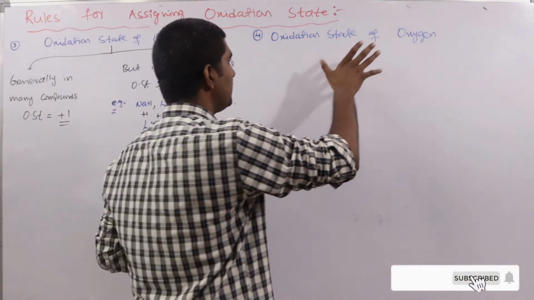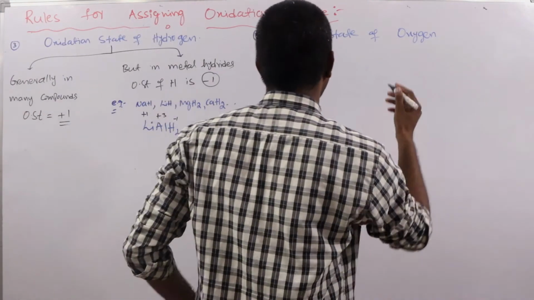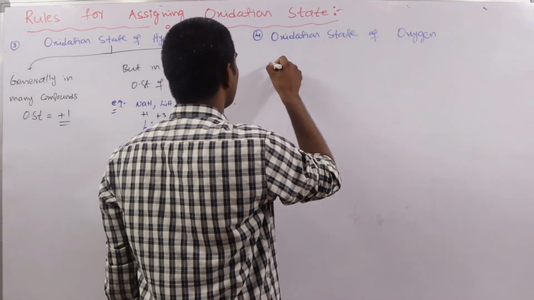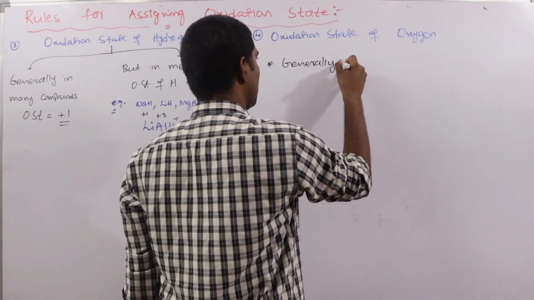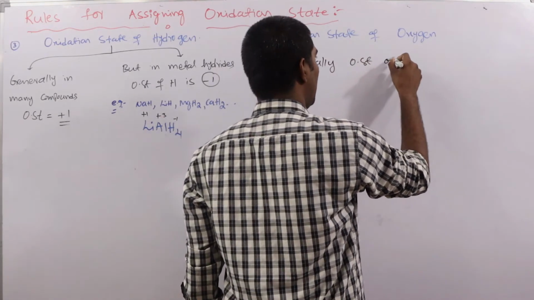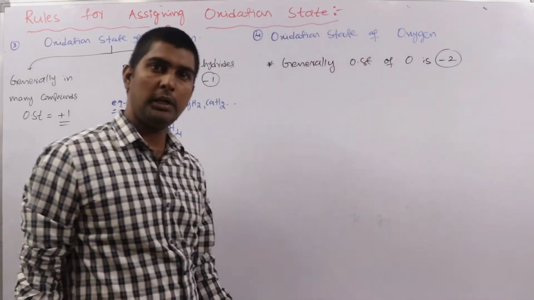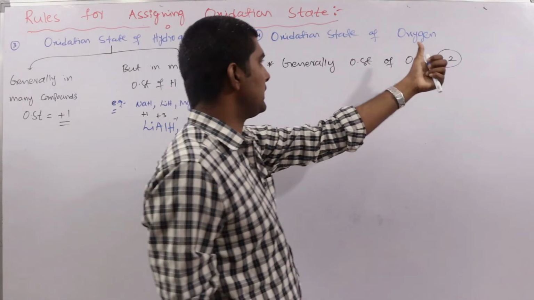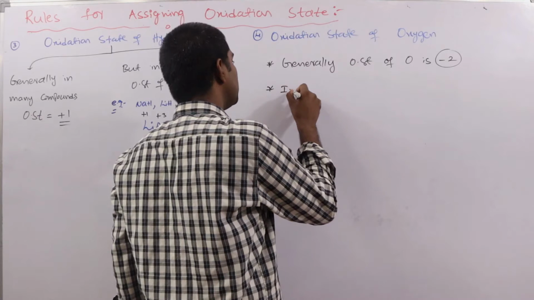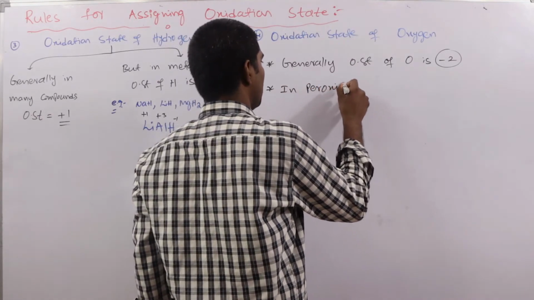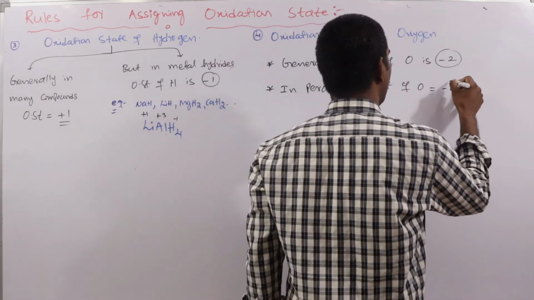Right. Now another special one, that is the oxygen. Very, very important. This is also a special one here. Generally, oxidation state of oxygen is -2 in many compounds. Next, in peroxides, oxidation state of oxygen is -1.